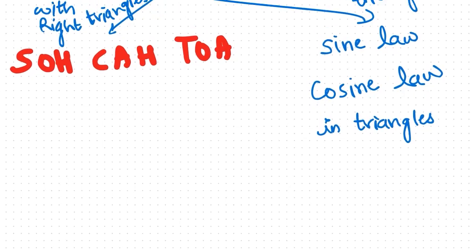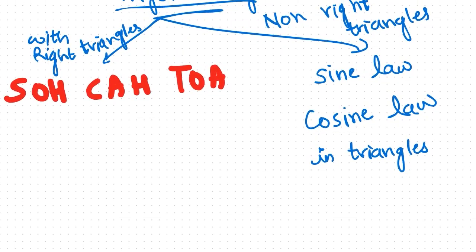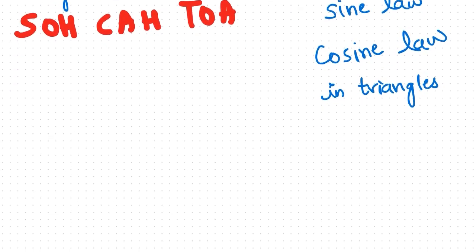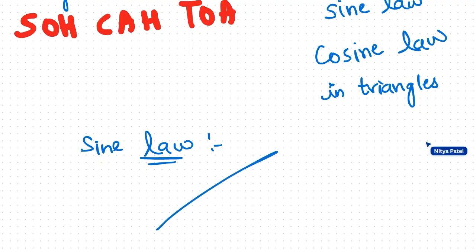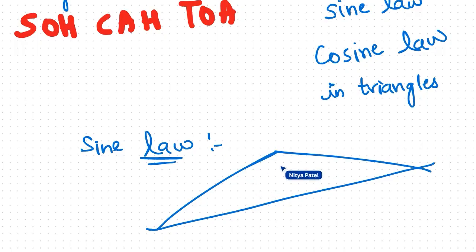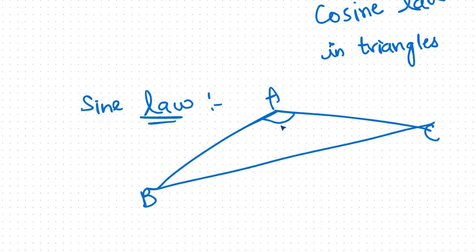Anyways, so sine law and cosine law. There are only two formulas for this chapter. Sine law: if it is not a right triangle, let's pick a random triangle like this. Let's say this is triangle ABC. This is obviously angle A, this is angle B, angle C.